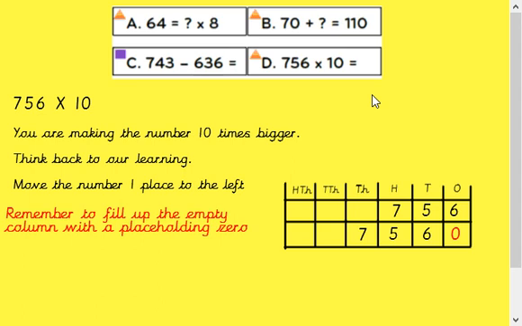Fourth question here this morning. Okay, 756 times 10. In this question, all we're doing is making the number 10 times bigger. I want you to think back to our learning. What do we need to do to multiply a number by 10? Well, we move it 1 place to the left. We know it's 1 place because there's 1 zero. That was always the trick to remember: 1 zero, you're moving it 1 place. So 756 times 10, we are moving every digit 1 place to the left. And then the empty column, the empty space, we must fill up with a place holding 0. Really important, that's why it's in red.